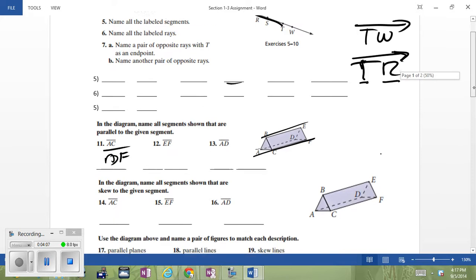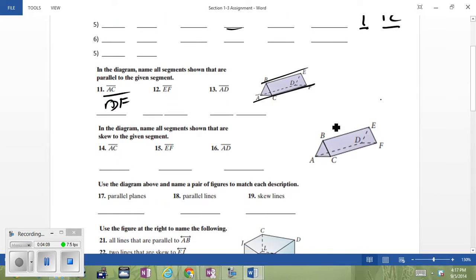Now, in the diagram, name all the segments shown that are skew. Now, what does skew mean? Skew means they're not intersecting, and not parallel.